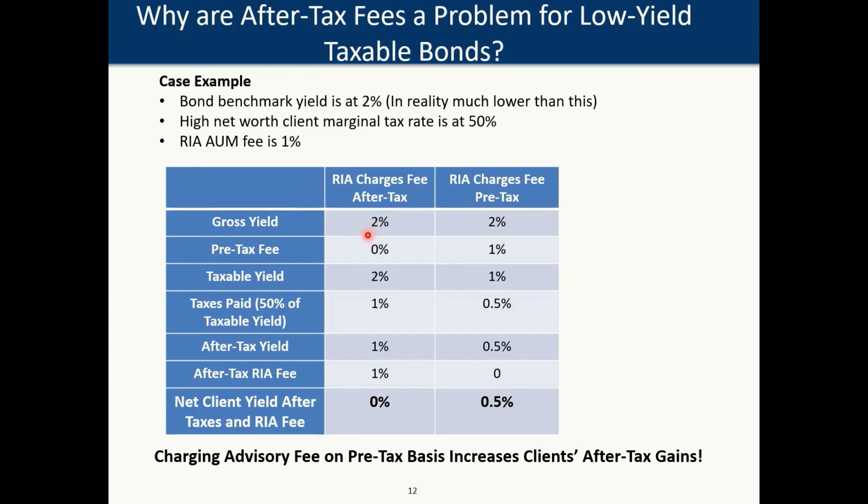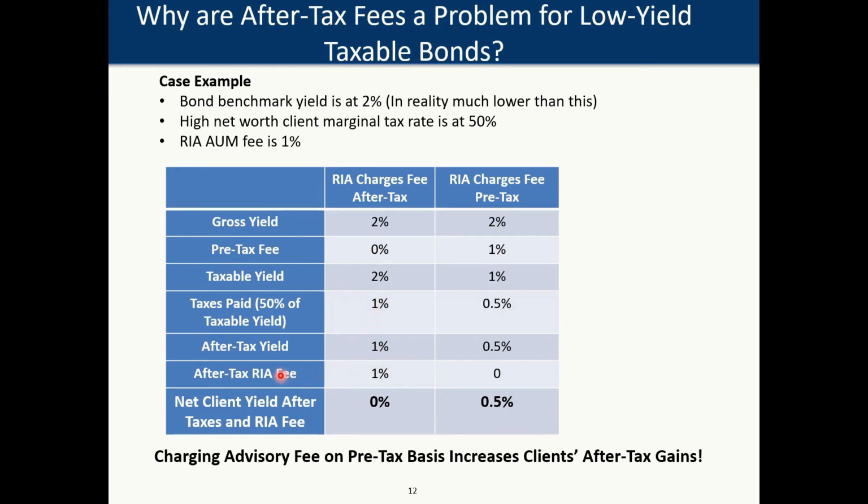Gross yield is 2%. There's no pre-tax fee if you're charging it after tax, so that pre-tax fee is 0%. So the taxable yield is just your gross yield minus the pre-tax fee, so it's still 2% in this case. Now this 2% is a full taxable yield, so you have to pay taxes on that. Again, 50% of the 2% is 1%. So what they're left with, the client on an after-tax basis, before they pay the fee, is 1%, right? They've lost 50% to taxes.